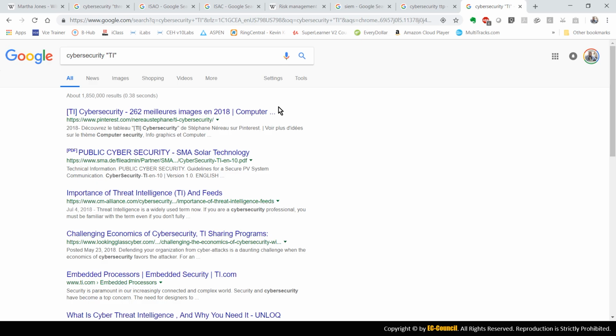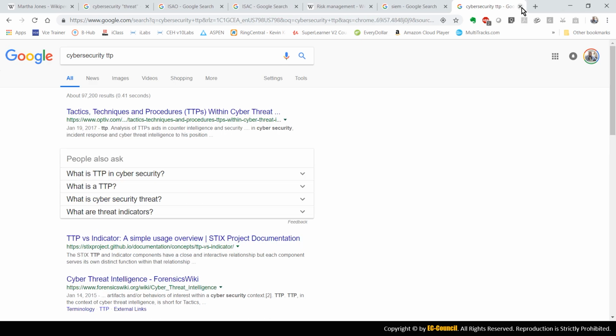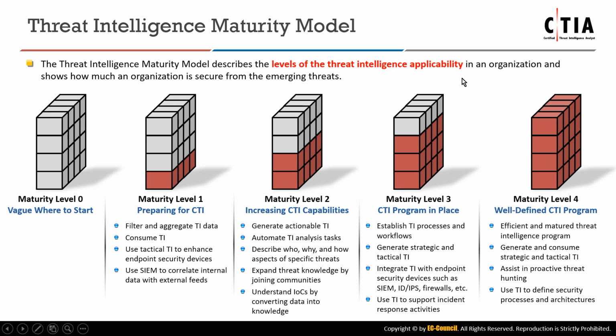Maturity level 3, we have a CTI program in place. That's at least where we have an actual program in place. So we have established our processes and workflows. Very important to have already worked out how your workflows are going to work with getting the appropriate action completed and information sent to the appropriate entities.